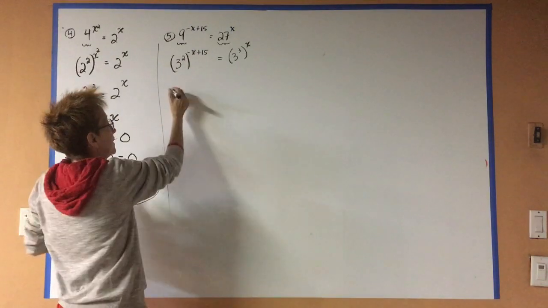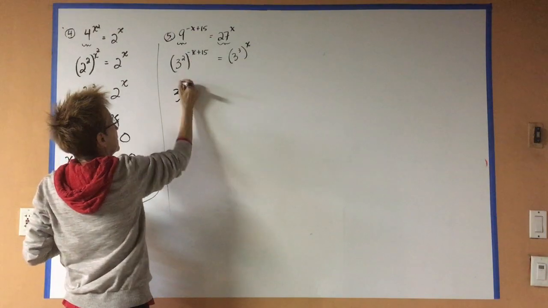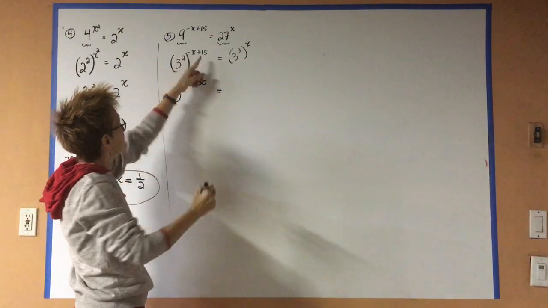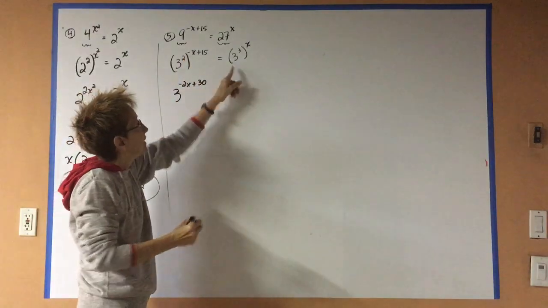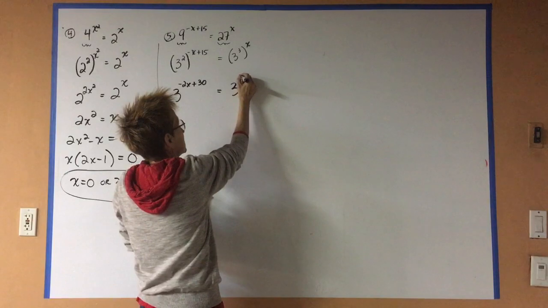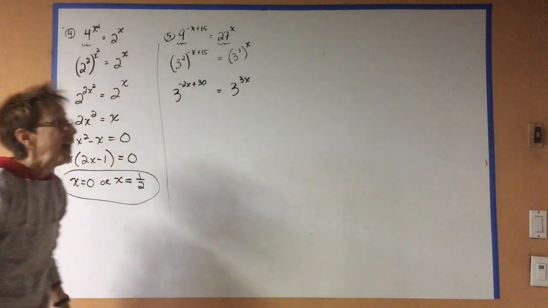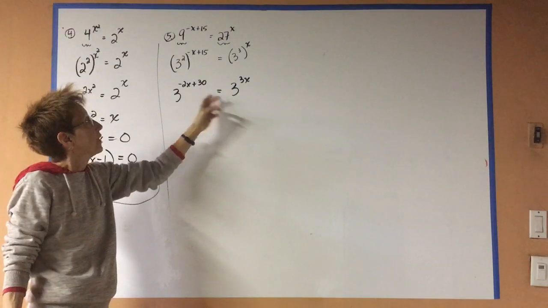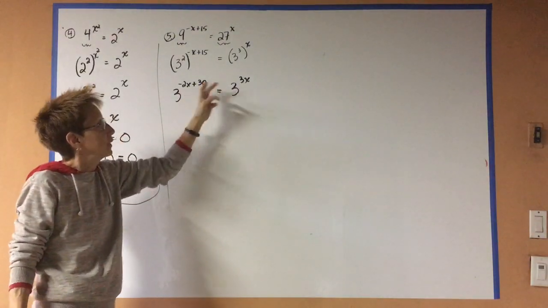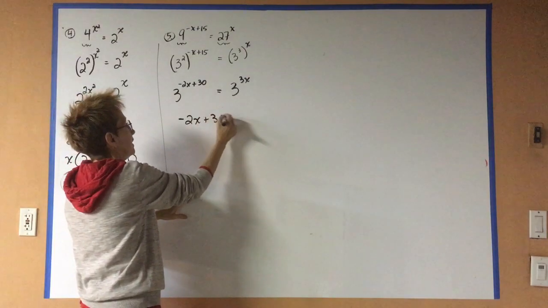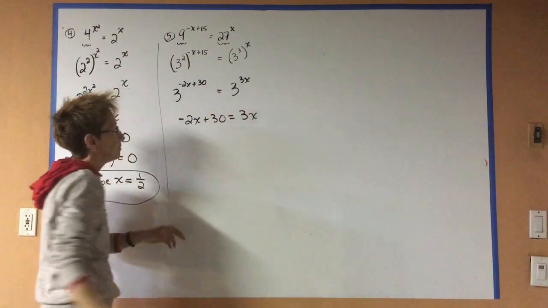Distribute the 2, right? So this becomes 3 to the power of negative 2x plus 30. 2 times negative x, 2 times 15. This one becomes 3 to the power of 3 times x, which is 3x. Now I have the property that says same base is equal, drop the bases, equate the powers. So now I can drop the base and get negative 2x plus 30 has to equal 3x.